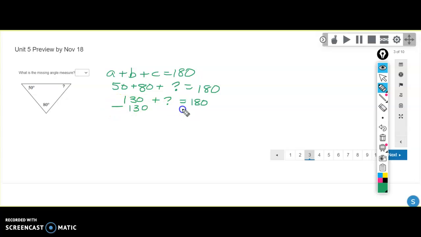And I subtract 130 from both sides to solve for my question mark. And 180 minus 130 is 50. So I'm going to drop down the menu, and I do have 50 as a choice.